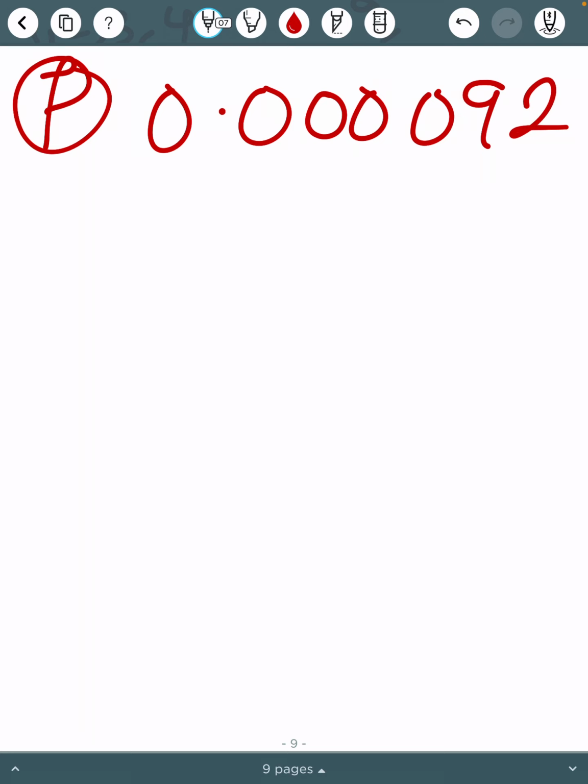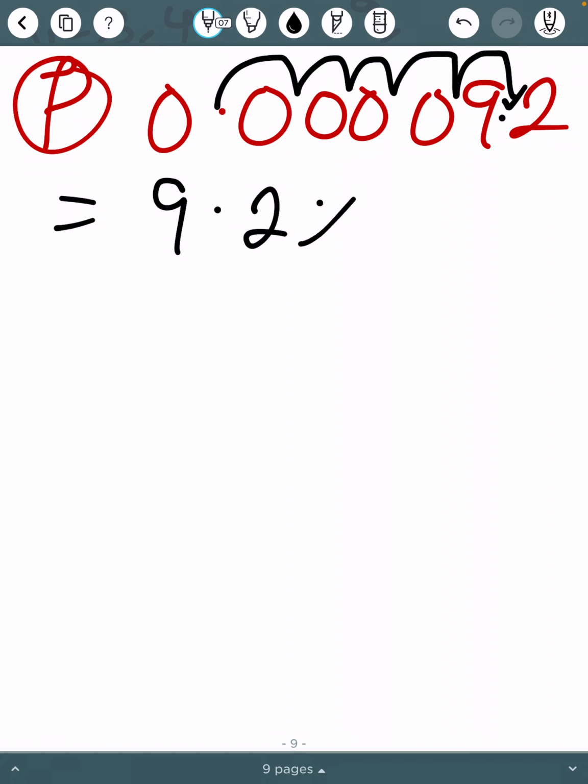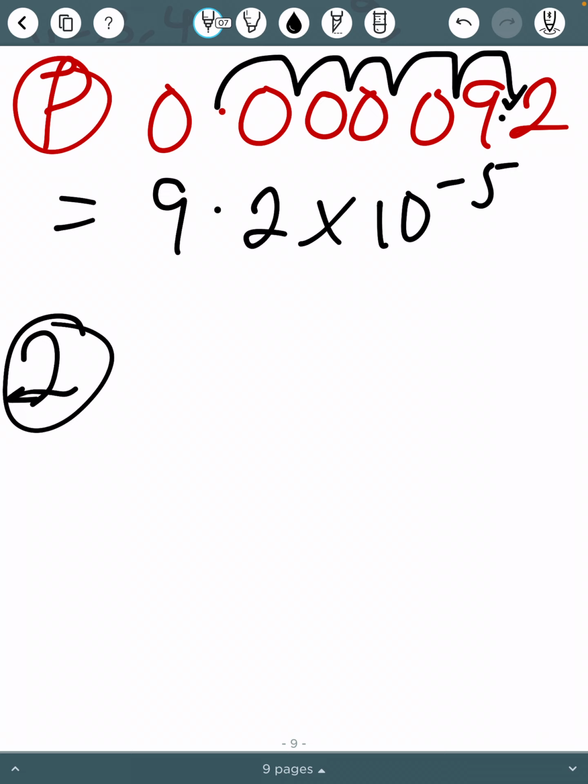Question F says I should change 0.000092 to standard form. So I move the decimal forward. 1, 2, 3, 4, 5. My decimal will come in, and that will give me 9.2 times 10 raised to the power minus 5. So that ends question 1. Let me go to question 2.